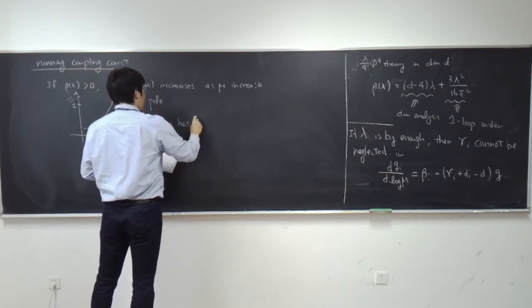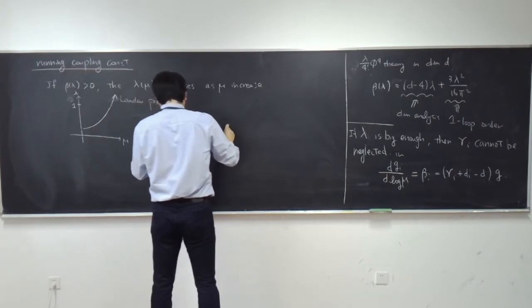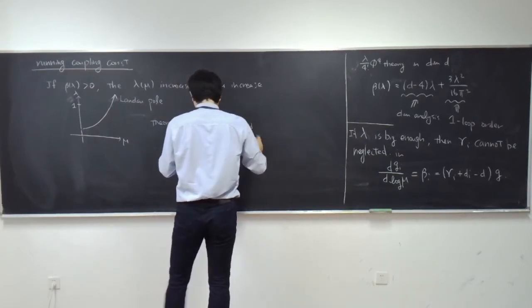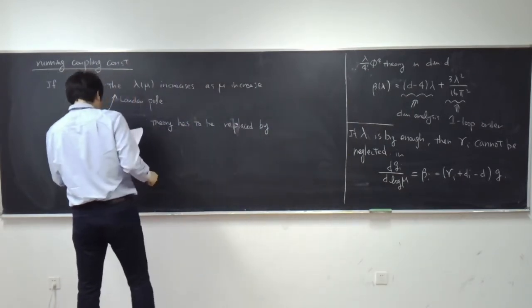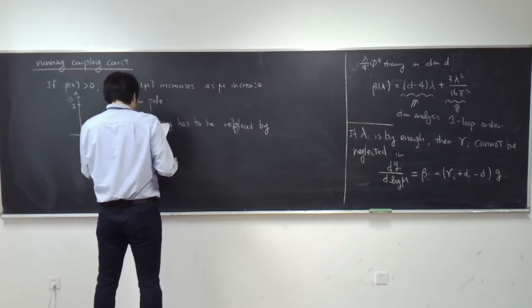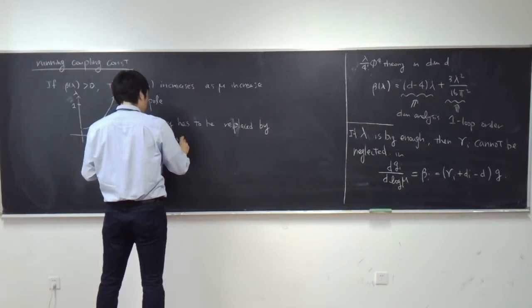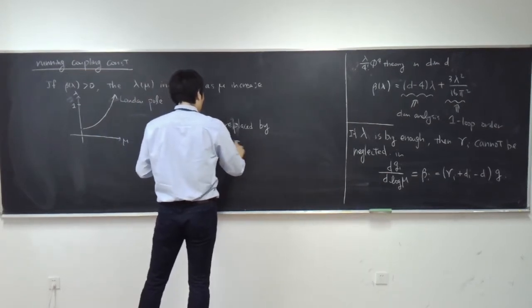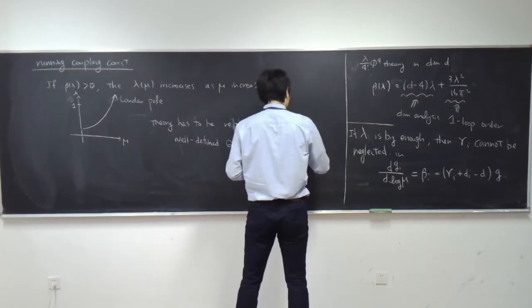So if this is the case, the theory has to be replaced by a different, so-called well-defined QFT, which is sometimes called a UV complete theory.